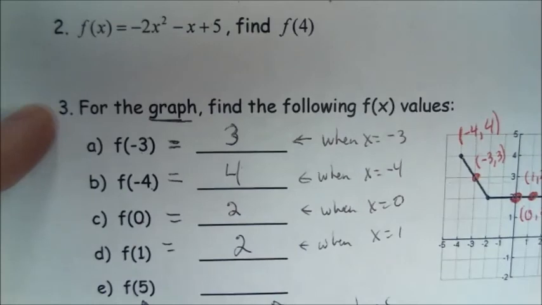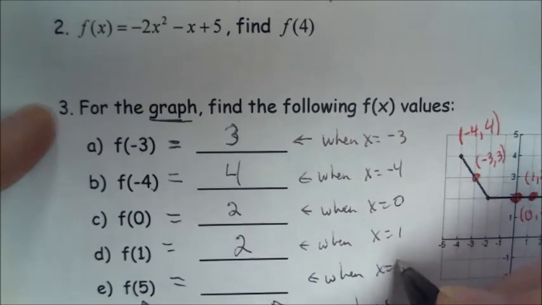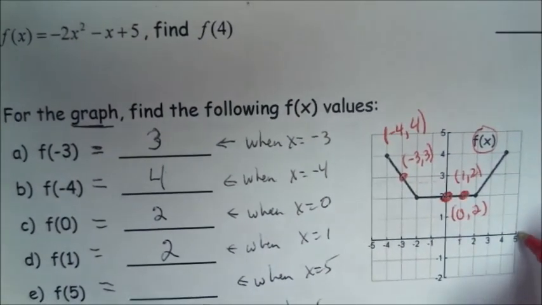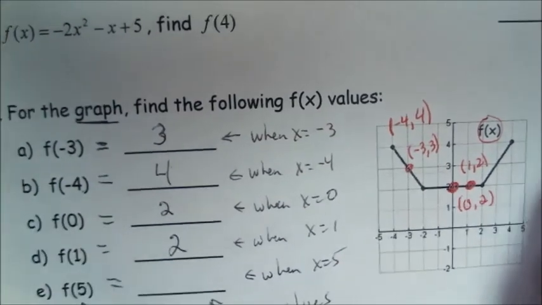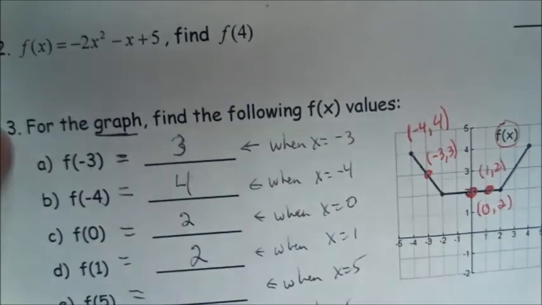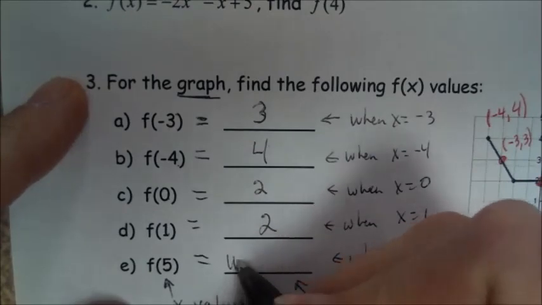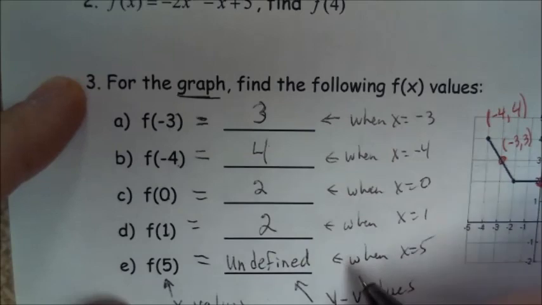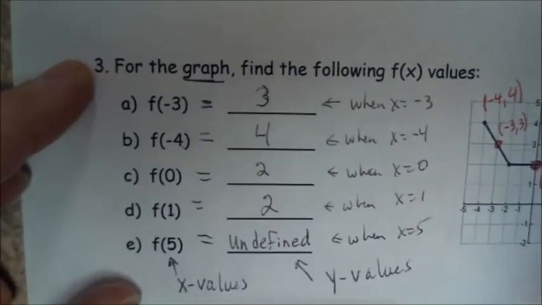And then f of 5, when x equals 5. What does y equal? Well, let's go over to this graph right here. Oh, when x equals 5, look at, there's no point. There's no point on this graph, so when x equals 5, this function is undefined. That means there's no point. So we'll just write undefined, because there is no such y value when x equals 5. So that's a little bit tricky. So hopefully that's a good explanation.